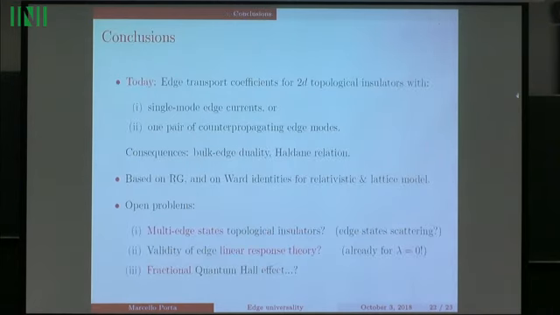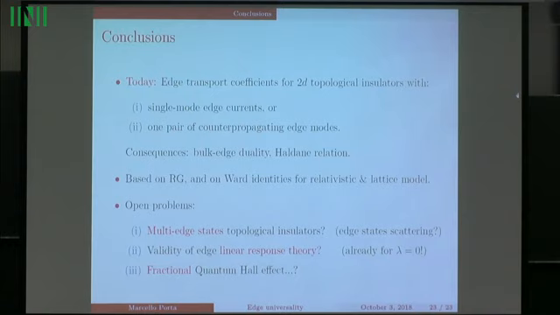Now, okay, so let me conclude. What I presented today are results for edge transport coefficients for two-dimensional topological insulators with either single mode edge currents, which are relevant for quantum Hall systems, or time reversal invariant systems where every edge comes with a pair of counter-propagating edge modes. Now, consequences of our theorems are the stability of the bulk edge correspondence for interacting fermions and the validity of these Haldane relations relating Drude weights and susceptibilities.